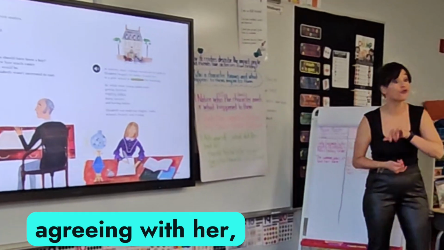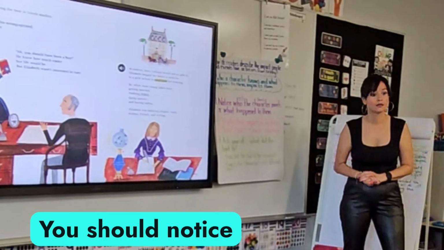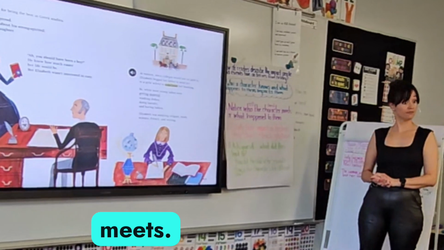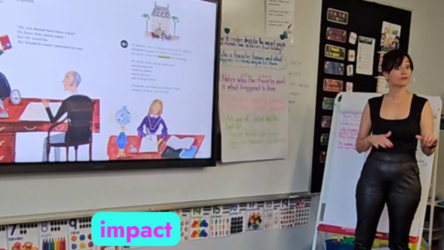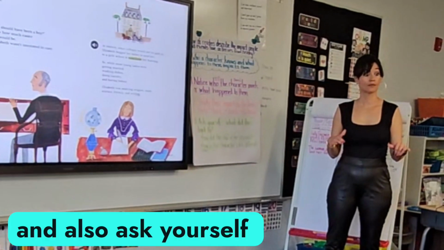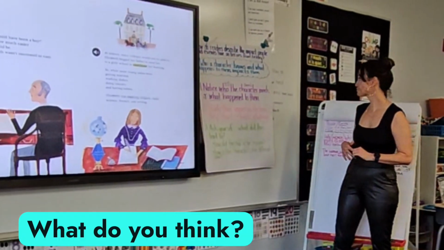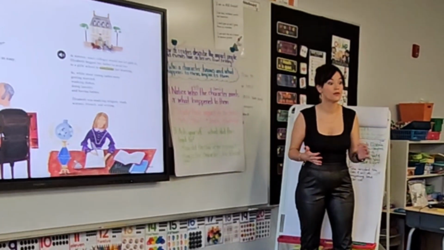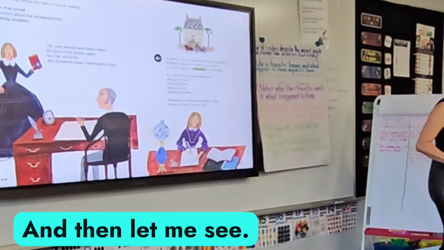And if you are agreeing with her, I should see that, right? You should notice who the character meets or what happens to them and study their impact. And also ask yourself, what did this lead to? What do you think? Thank you, student point. I would agree. Thank you for using this chart. And then, let me see.